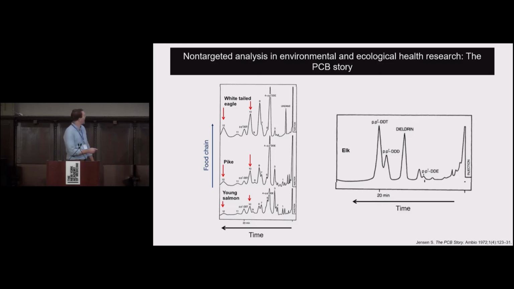But you can see in this chromatogram, where if you have a compound that's eluting at a certain time, it makes this peak here. You did not see any of those unknown but reproducibly measured peaks here that were present in the other samples he was characterizing. Again, these are from a white-tailed eagle, pike. The white-tailed eagle eats the pike, eats the young salmon.